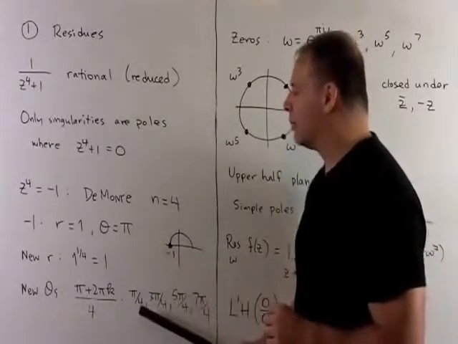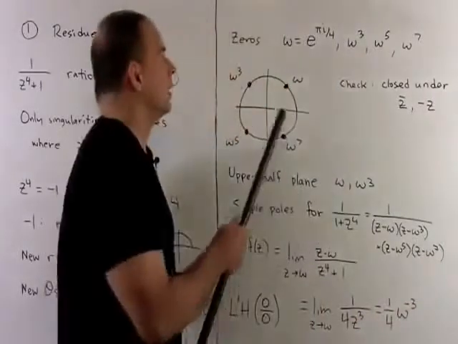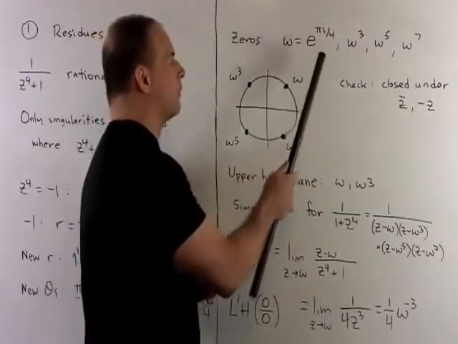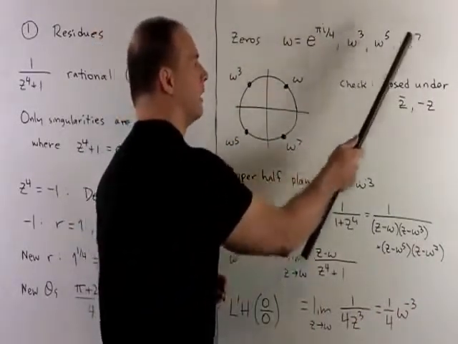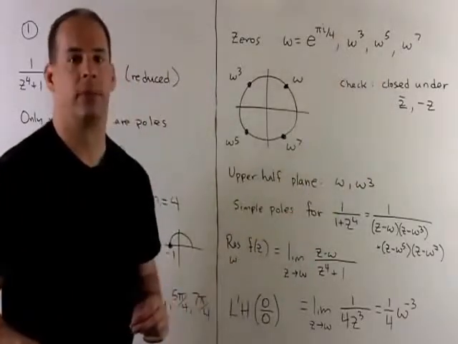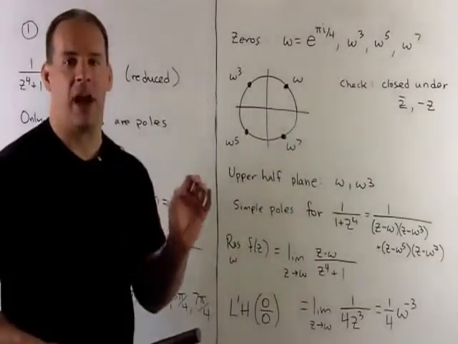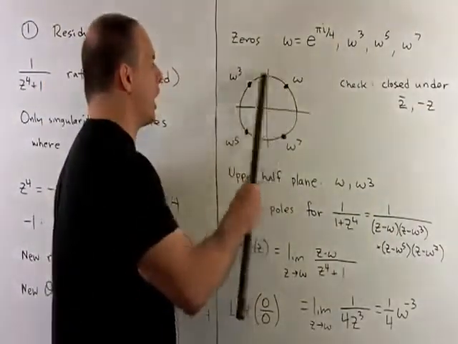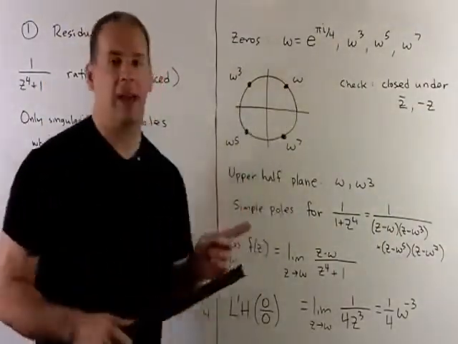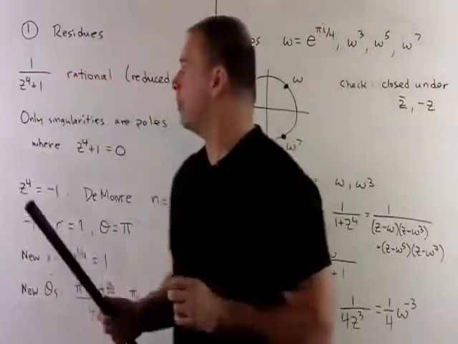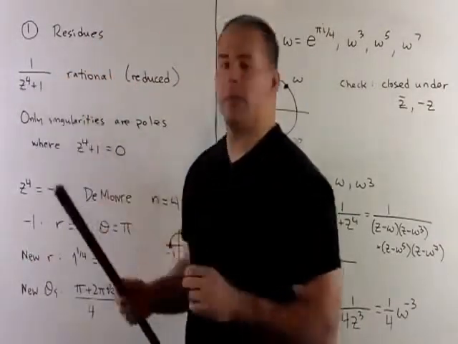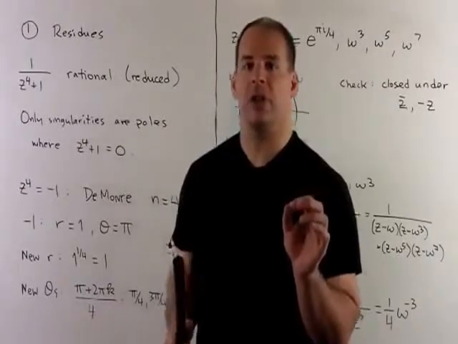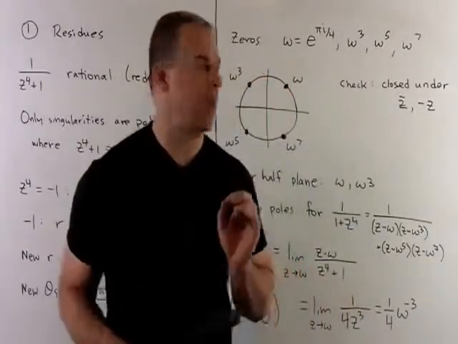Putting these together, our roots are going to be, we have omega equal to e to the pi i over 4, then its cube, 5th, and 7th powers. Now, we plot these in the complex plane. They're all on the unit circle, and they're all going to live on a square. The check: if you note, our original polynomial has only real coefficients, so its complex roots occur in conjugate pairs.